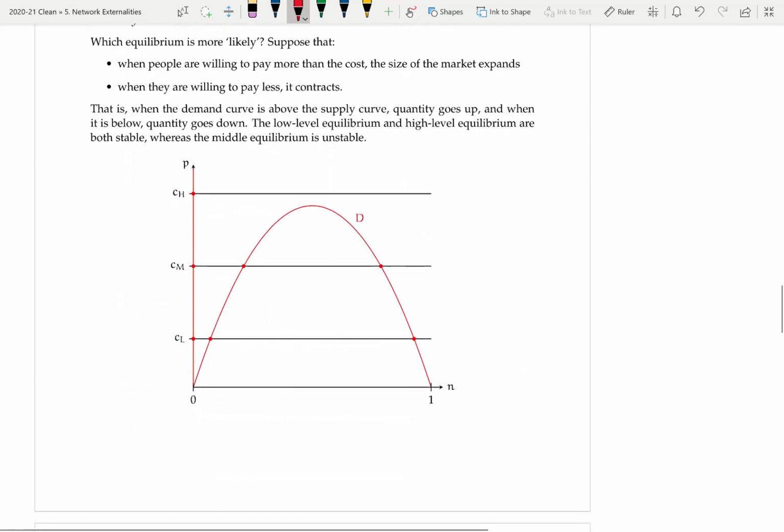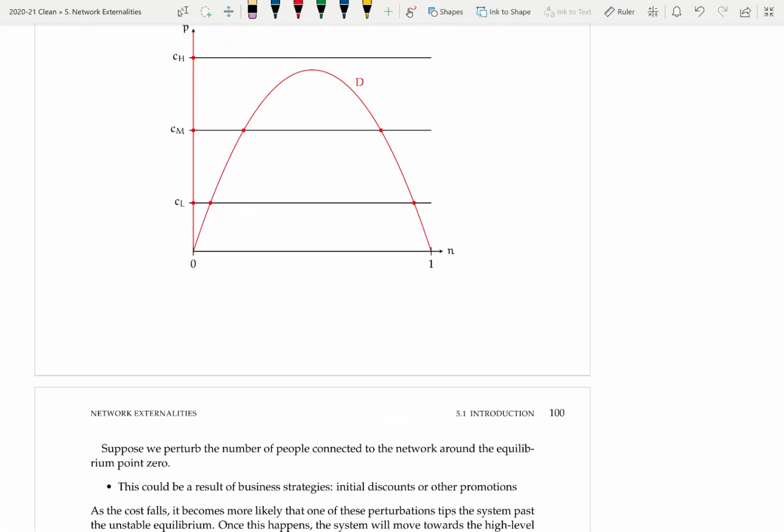So now let's think about what will happen in this market over time. Over time, it's likely that the cost will be falling. And let's suppose that the number of people connected to the network is perturbed around the equilibrium point 0. This could be the result of business strategies such as initial discounts or promotions, or just the result of people randomly choosing to purchase the product.